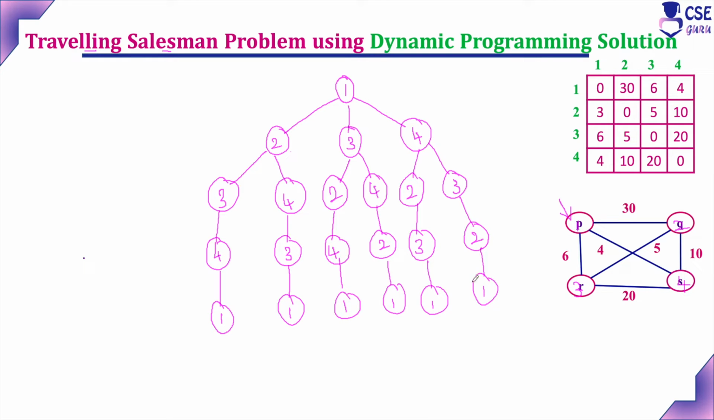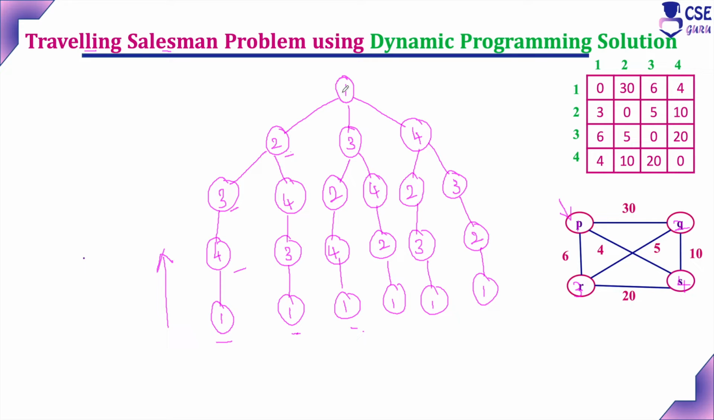Here, we will construct the cost value, that is, the cost to travel from one city to another city. We will construct it in reverse. So first we will construct the last level values, then the previous level, and so on, and finally we will get the minimum cost. What is the minimum cost to travel? That is the path the salesman will choose.